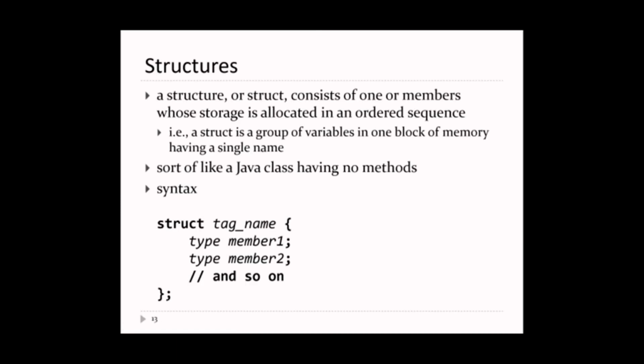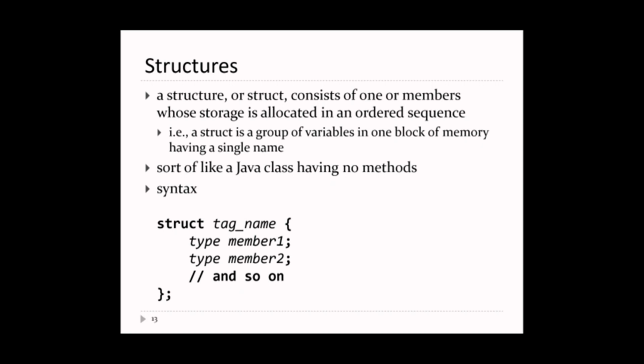To do that, I'm going to introduce this thing called a structure in C. A structure in C is what's called a composite type. In other words, it's a type that's made up of other types. The easiest way to think about a structure in C is to think of it as a Java class that has some public fields, and that's it. It corresponds to a Java class that has only public fields.